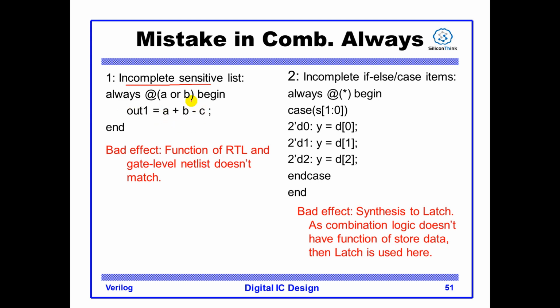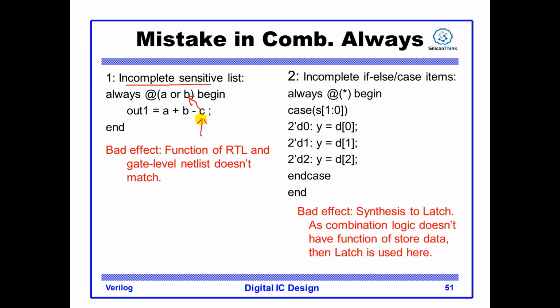You can see C is missing in the sensitivity list. So what's the bad effect of this code? This will cause the function of after-synthesis and gate-level simulation not to match. Why? At RTL simulation, the value change of C will not cause the trigger of this block.